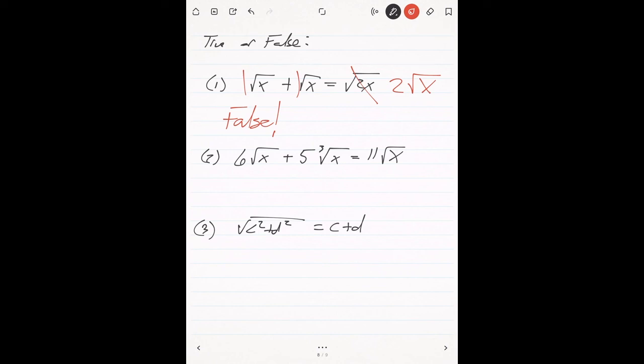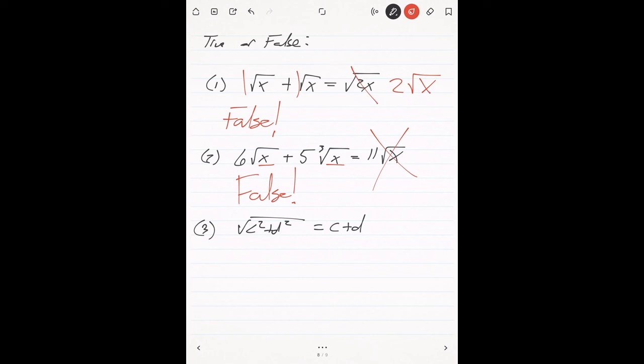All right, the next one, 6 times the square root of x plus 5 times the cube root of x. We see that they're the same radicand, but hopefully you noticed different indices. One's a square root, one's a cube root. So can these combine? No, they can't. Hopefully we heard a big false in our statement there. We cannot combine these together. They're totally different, not like radicals.